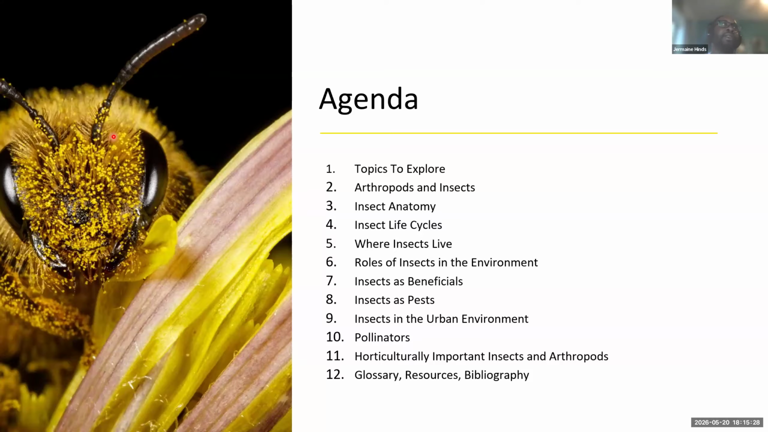So we'll talk about insects in their capacity as beneficial insects and as pests, the role of insects in the urban environment. We'll talk a little bit about pollinators and pollinator decline and what we're trying to do to combat it. And then the last third of the class, we will talk about horticulturally important insects and arthropods. So the ones that you're more likely to see in your backyard.